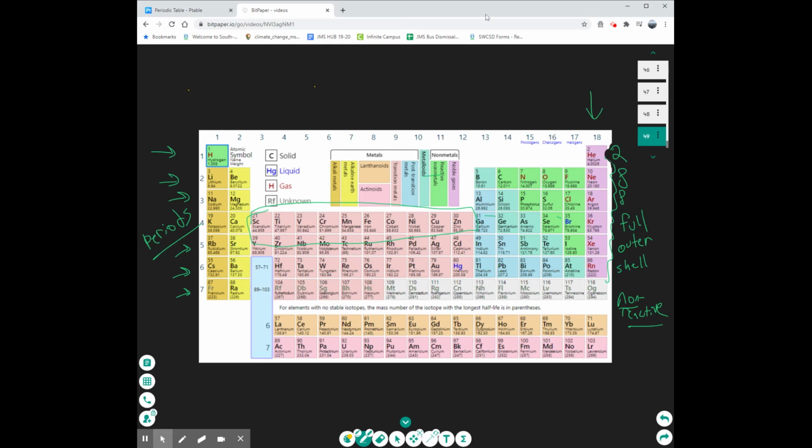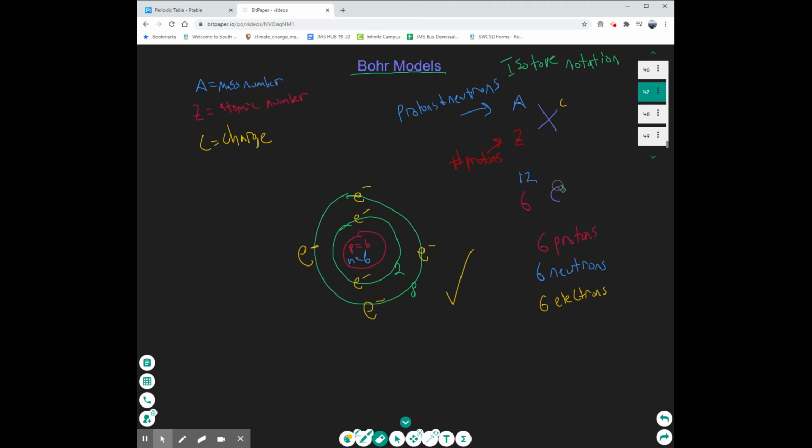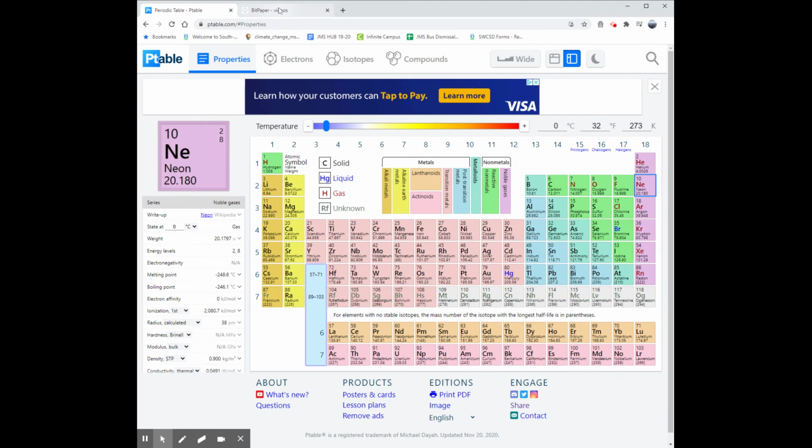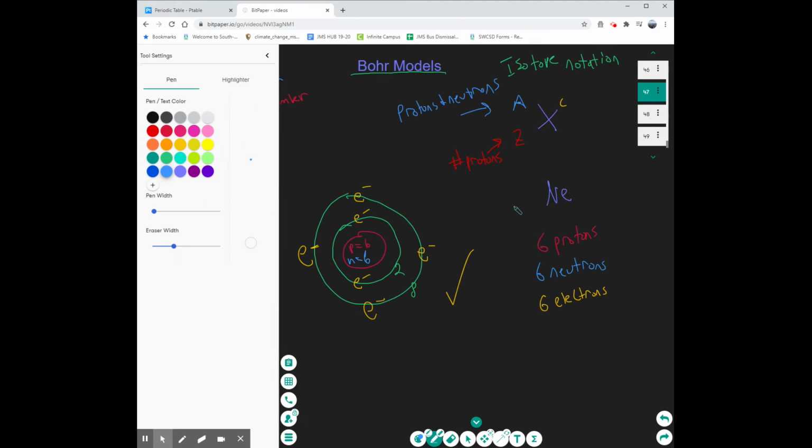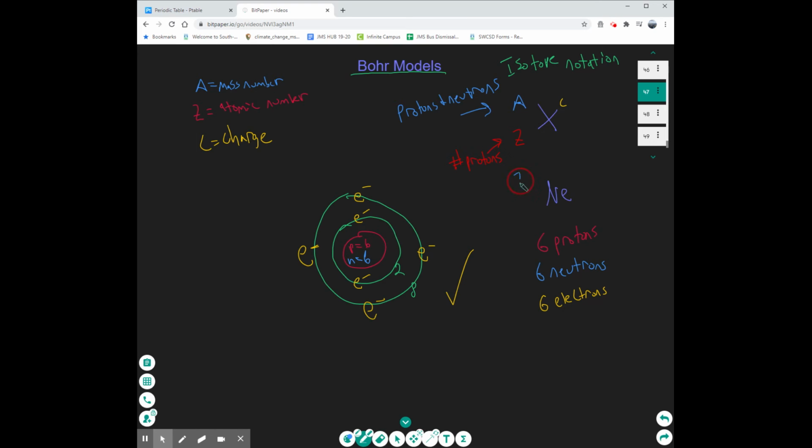Okay. So using this same technique, right? If we know that neon would be 10 and 20. Okay. So it would be 20 up here. It would be 10 down here, right? We know you'd have 10 of these. You have 10 of these. You'd have 10 of these, right? You know that to be true?